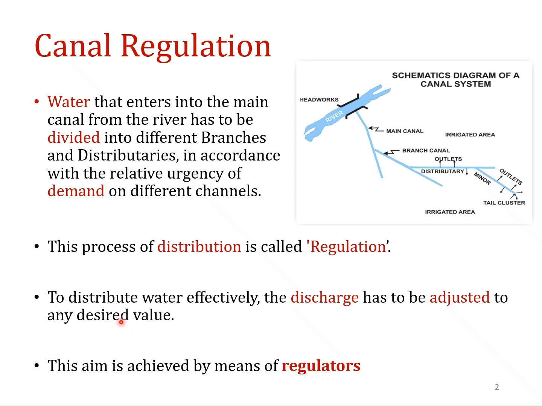Okay? To distribute the water effectively, the discharge has to be adjusted to the desired value. So to adjust the discharge to the desired level, we need to regulate the discharge. This aim is achieved by means of a regulator. So the process is called regulation, and the structure which we use for regulation is called a regulator.